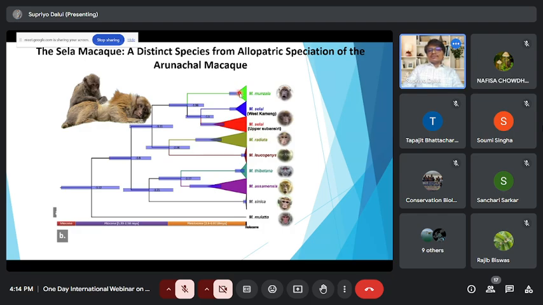If you also see the phylogenetic tree here, Macaca selai forms a different clade from all the different macaque species. Macaca radiata, leucogenys, tibetana, these are all different macaque species that we already know about, and this is the Arunachal macaque, and this is the Sela macaque.